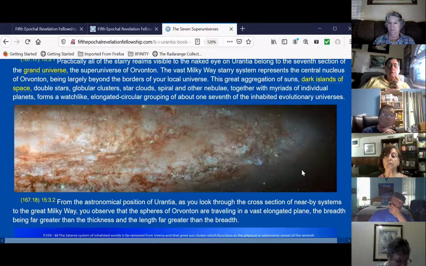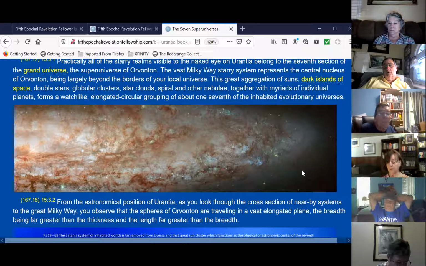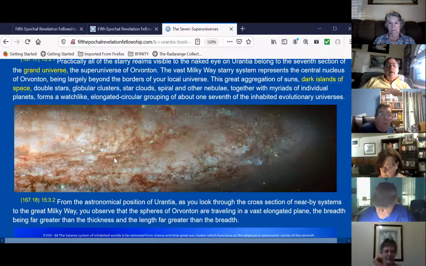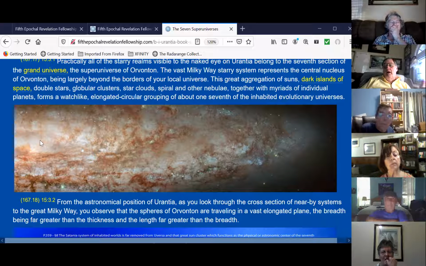Right. And so our universe is a small section of the Milky Way. It is. That's what they're telling us, right? Can you see my arrow there, Rodney? Yes. If you would say this is the center of the Milky Way galaxy, or a close approximation of the center, that would be the location of what? Uversa. Correct.